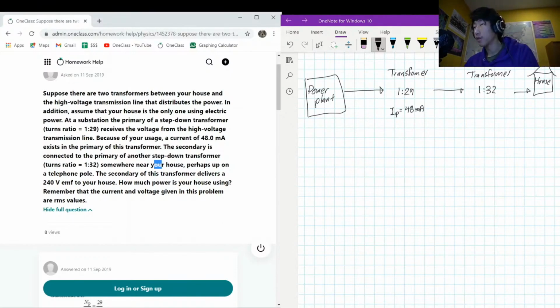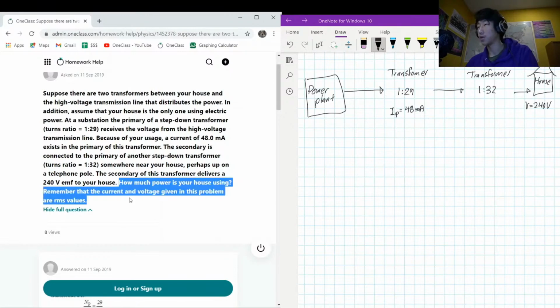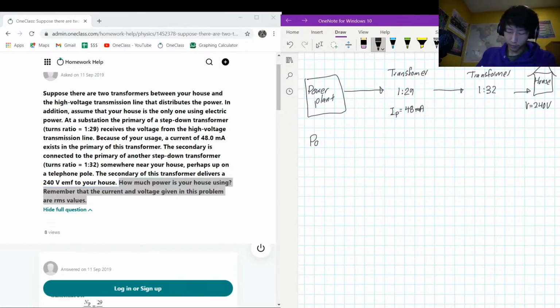And this is somewhere near our house, up on a telephone pole, or I guess that could be a place where it is. And we know that we have 240 volts at our house. Okay, so we want to find out how much power our house is using.